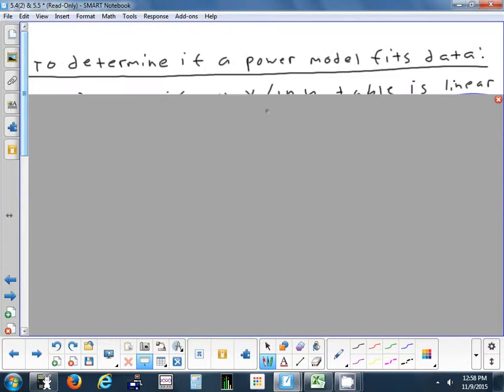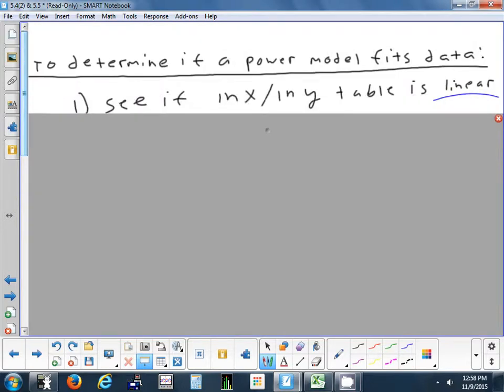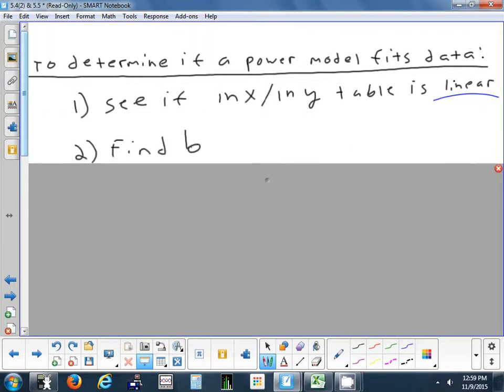In that new table, we're going to graph the points. If the points look like they are a straight line, then a power model is what you should be using to model the data. If we find that new table and we graph the points and they're not in a line, then a power model is not the right thing to use. What is the right thing? Depends on the data. But the ones I give you, this is going to work. We're going to do one that works in class.